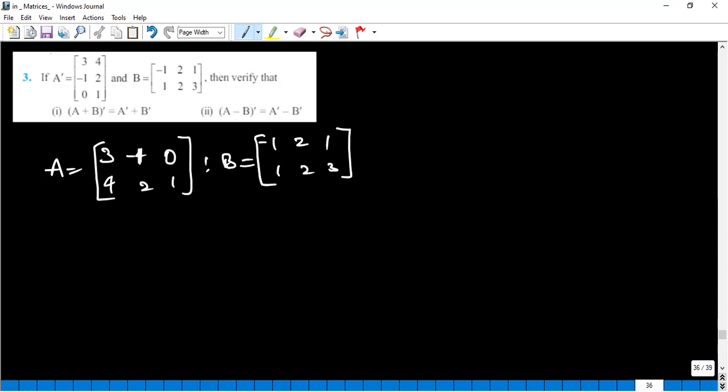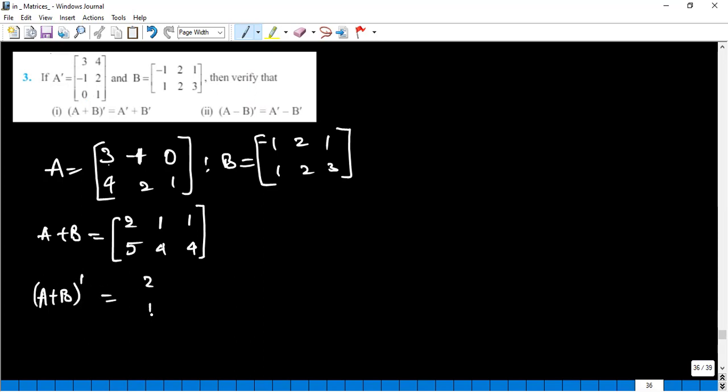A plus B, if you find out, you will get 3 minus 1 is 2, -1 plus 2 is 1, 0 plus 1 is 1, 4 plus 1 is 5, 2 plus 2 is 4, 1 plus 3 is 4. And if you find out the transpose of this particular matrix, it will be 2, 1, 1, 5, 4, 4. Okay. This is (A plus B) whole transpose.